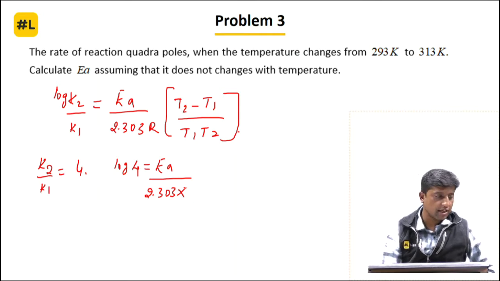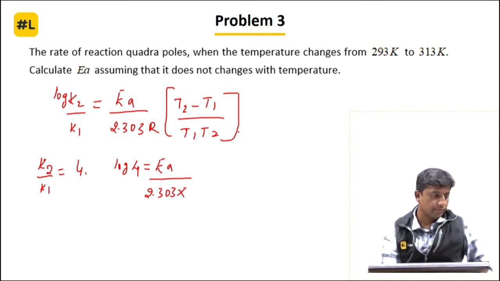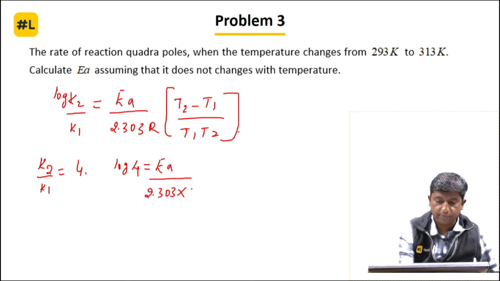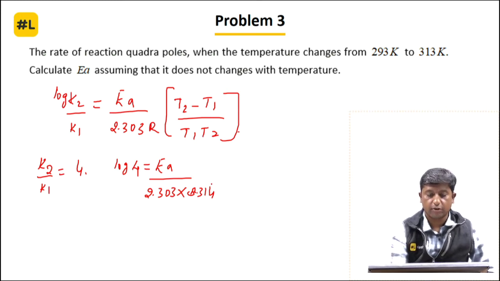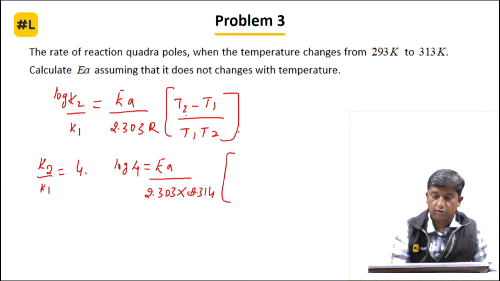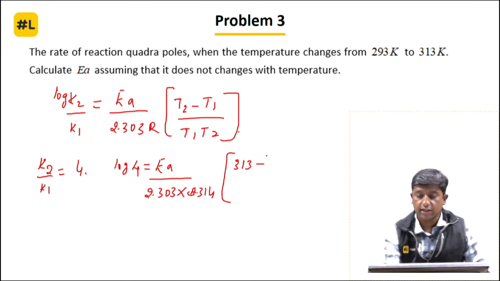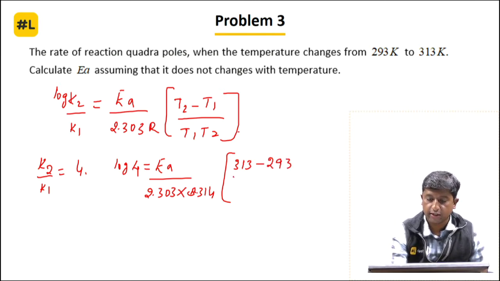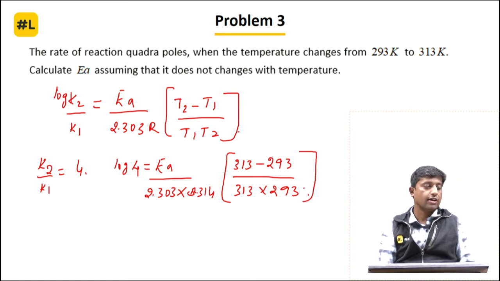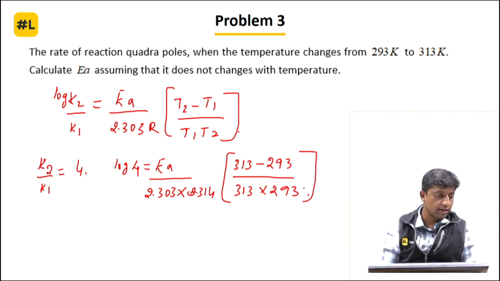Yes, I expect the answer. What is R here? It is the universal gas constant, that is 8.314. It is 8.314 into, so temperature here, T2 is 313 Kelvin minus T1 is 293 Kelvin, divided by T1 T2, that is 313 into 293. So the data which they have given I have substituted in the problem. Very good, Indrajit, Sheikh, yes, it is 8.314.